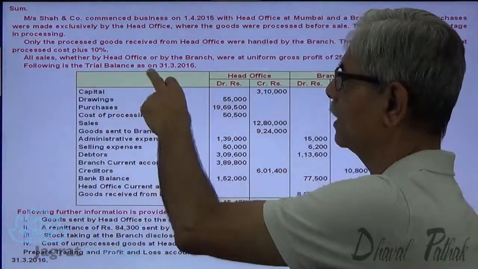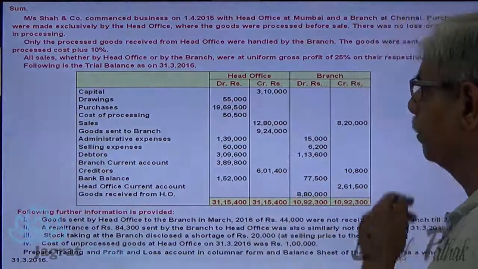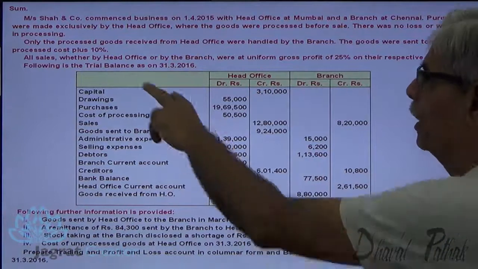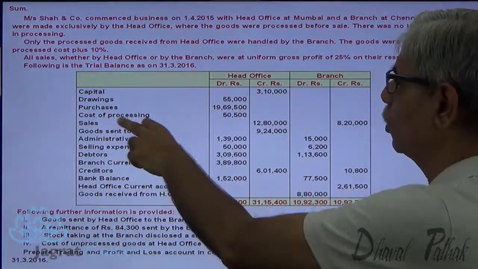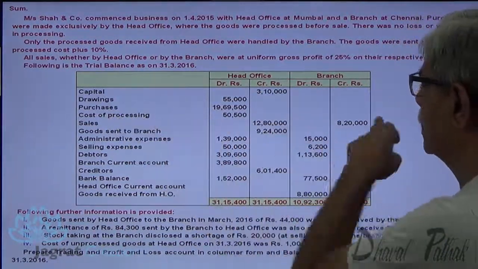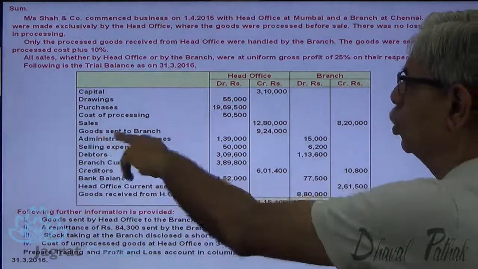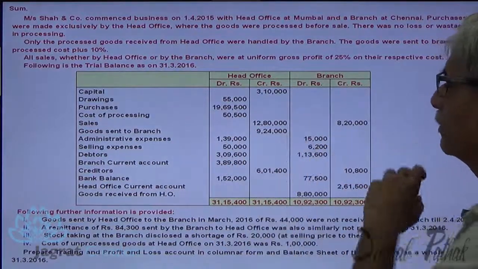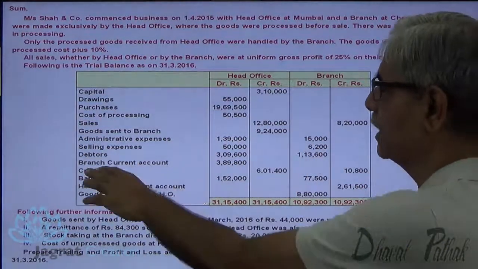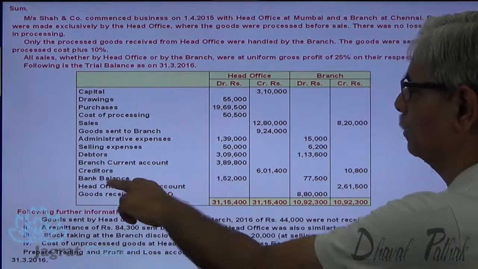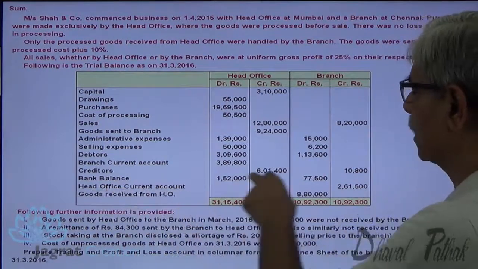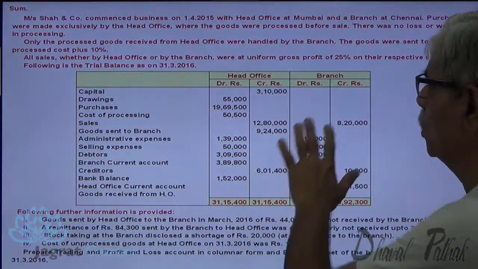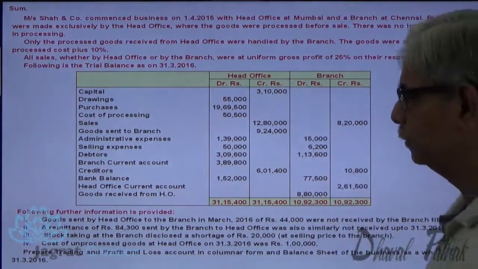Following is the trial balance as on 31/3/2016. This is the head office trial balance. This is the branch trial balance. Capital, drawings, purchases, cost of processing, sales, both. Goods sent to branch 9,24,000, administrative expenses 1,39,000, 15,000, sales expenses, debtors, branch current account, creditors, bank balance, head office current account, goods received from HO. So this is the trial balance given to you.